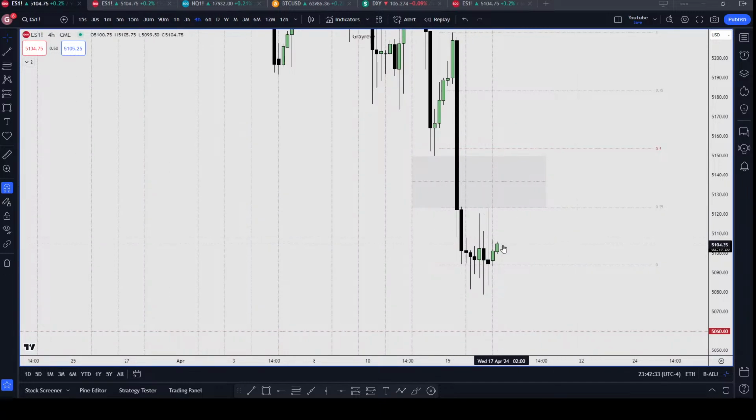So maybe during London, if it presents any form of opportunity to trade inside this 4 hours fair value gap, I am not going to take it because we are in a bearish order flow. I want to be aligned with the bearish order flow.